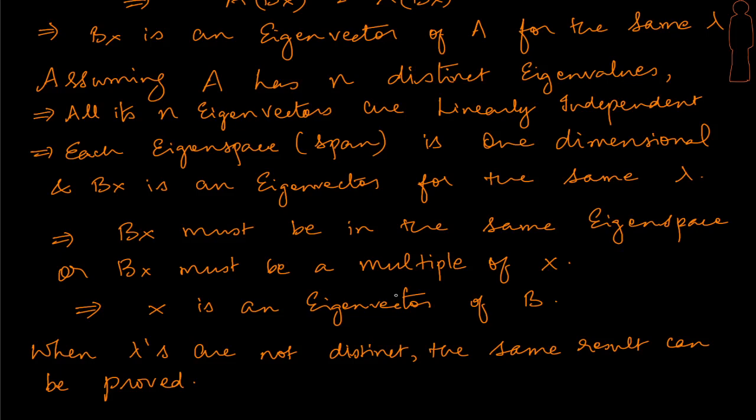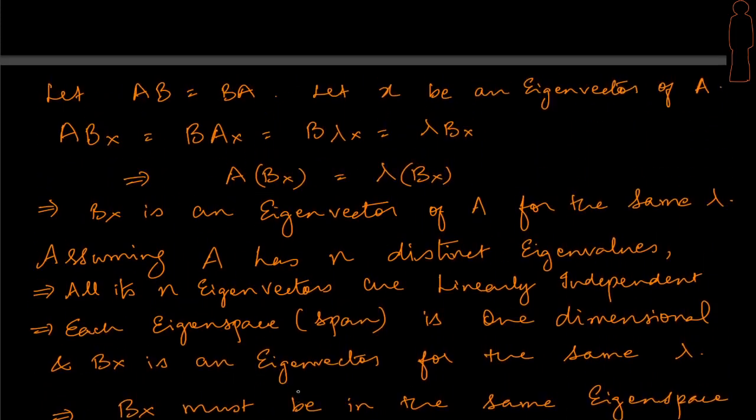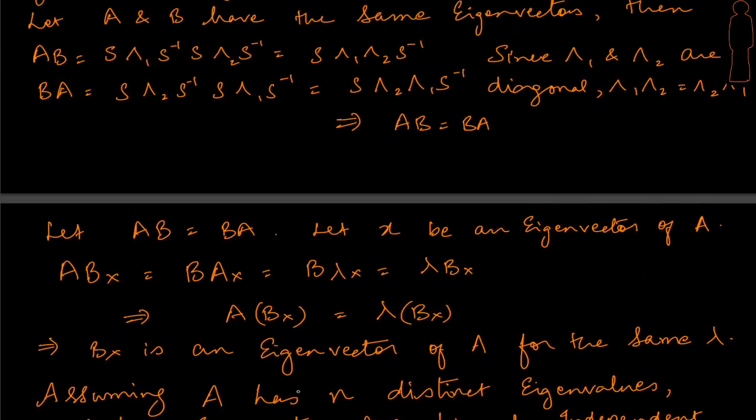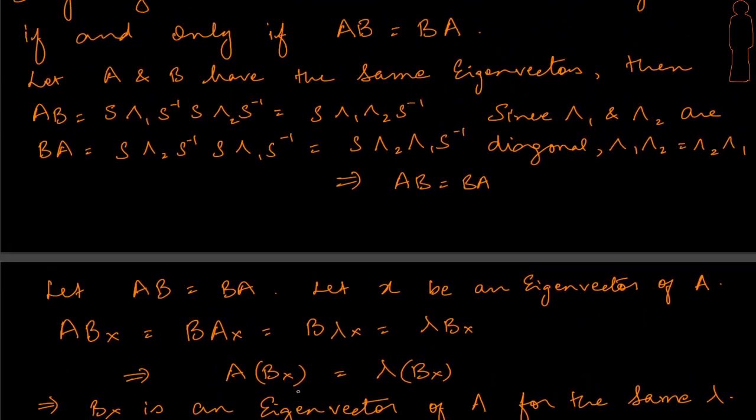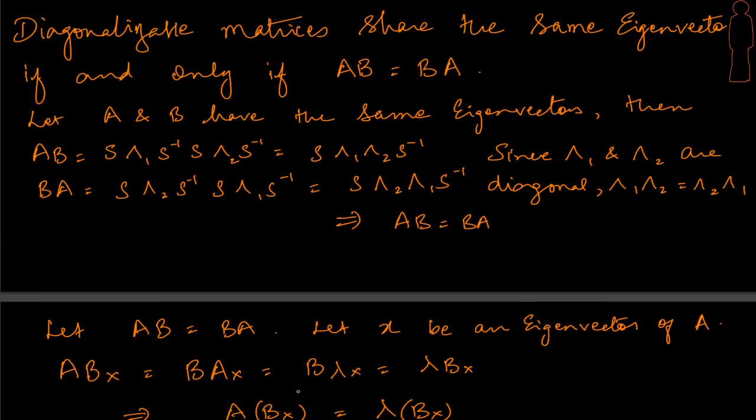But what we are stating here is that even when they are not distinct, the same result can be proved, right? And therefore it's a very important statement we have here. When are two matrices sharing their eigenvectors? They share the same eigenvectors if their products are commutative.